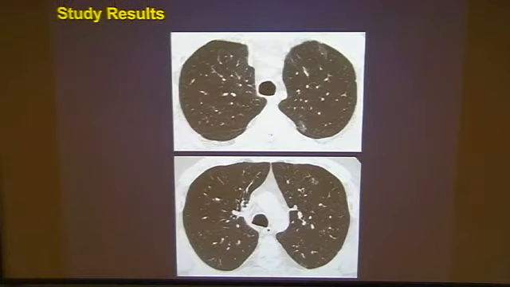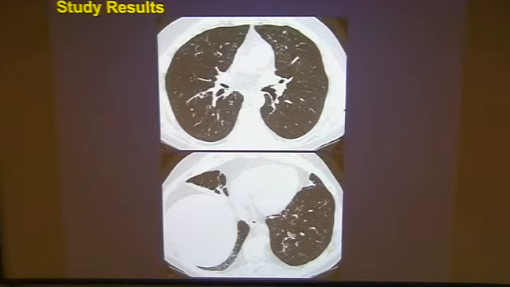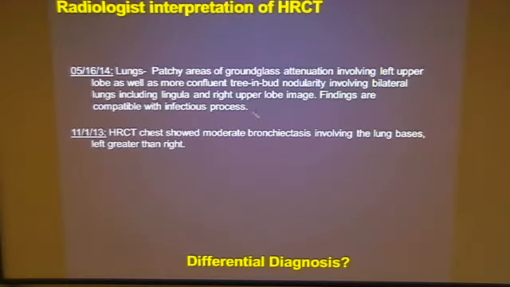But the radiologist calls this tree and bud opacity, because it sort of looks like the end of a tree branch, when the buds are swollen. Okay? And again, I know that's very hard to imagine. More tree and bud stuff than some minor airway enlargement. So this is what our radiologist said. Patchy areas of ground glass attenuation in the left upper lobe, which we saw. Then this tree and bud nodularity that's scattered throughout. And said findings are compatible with an infectious process.